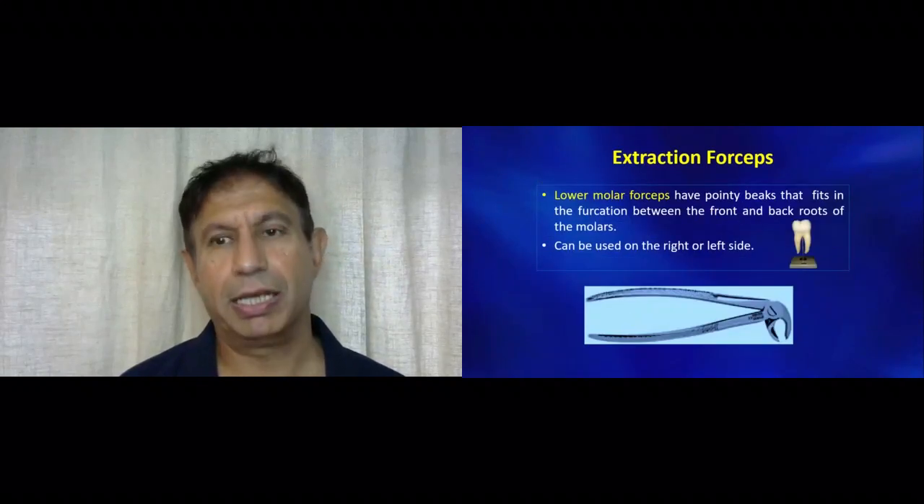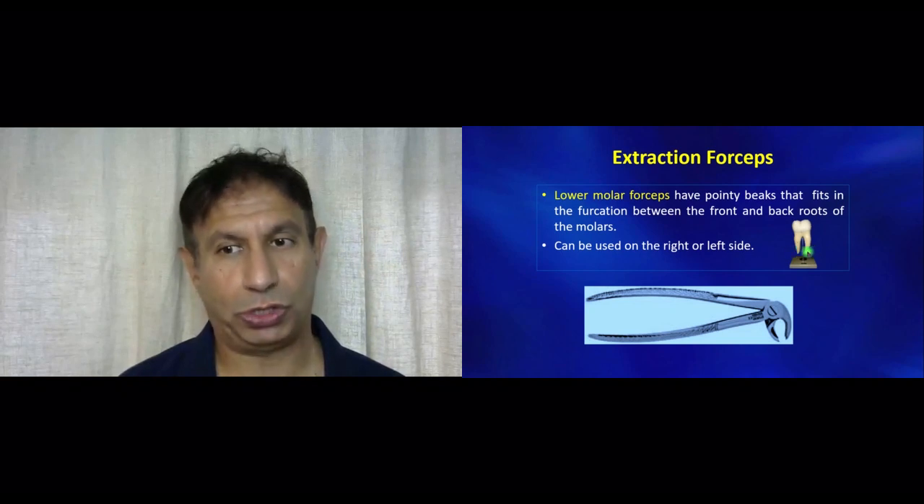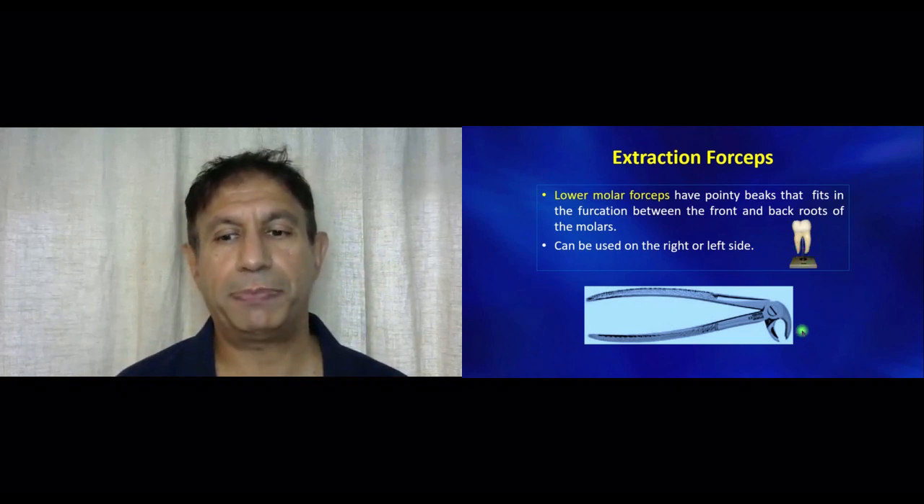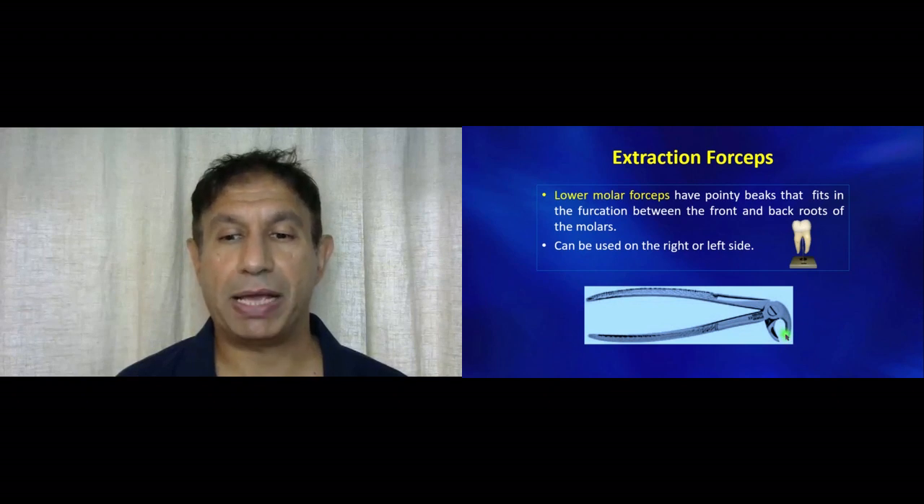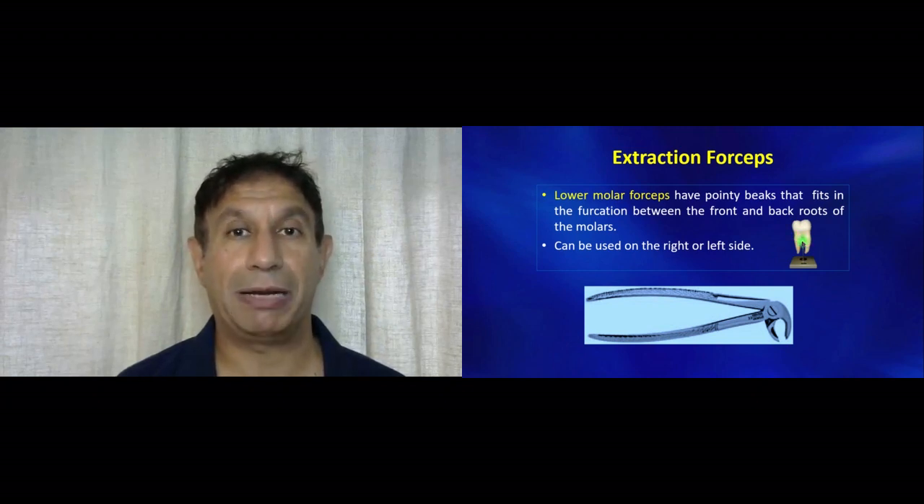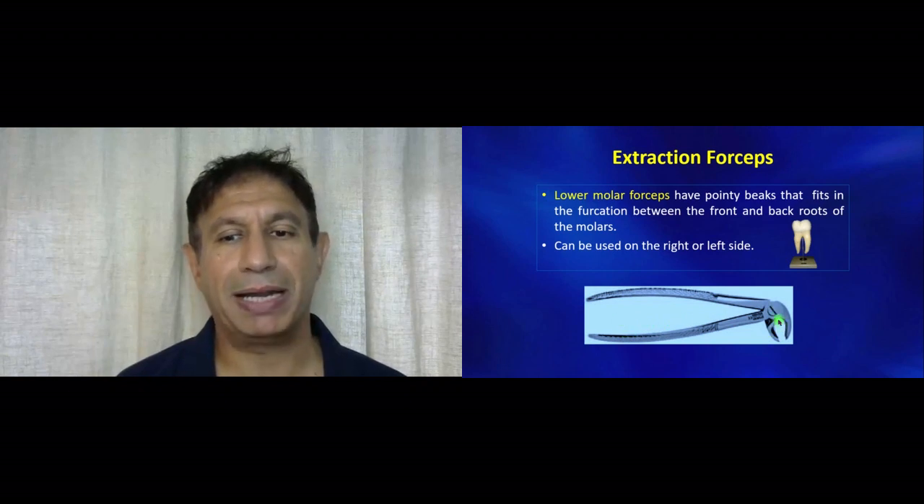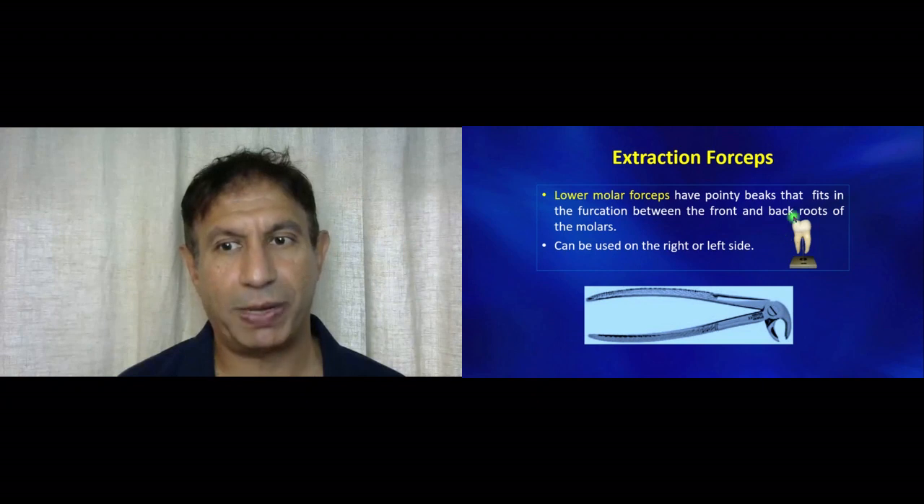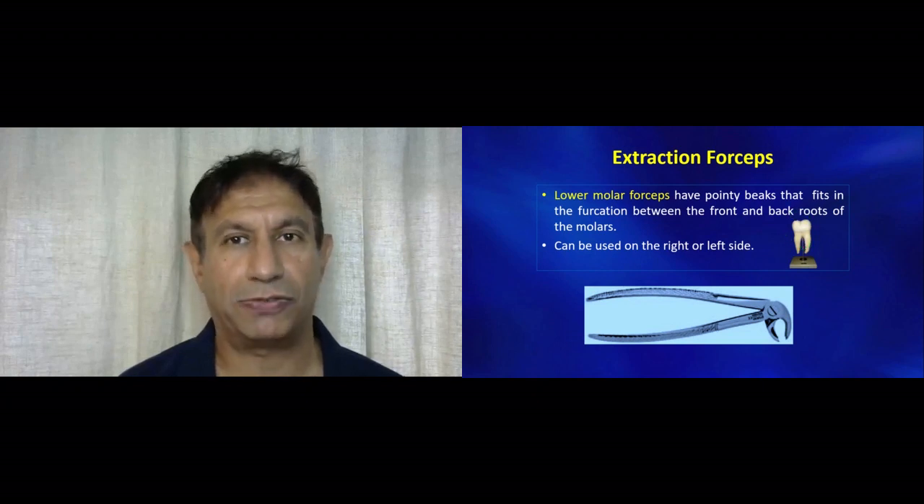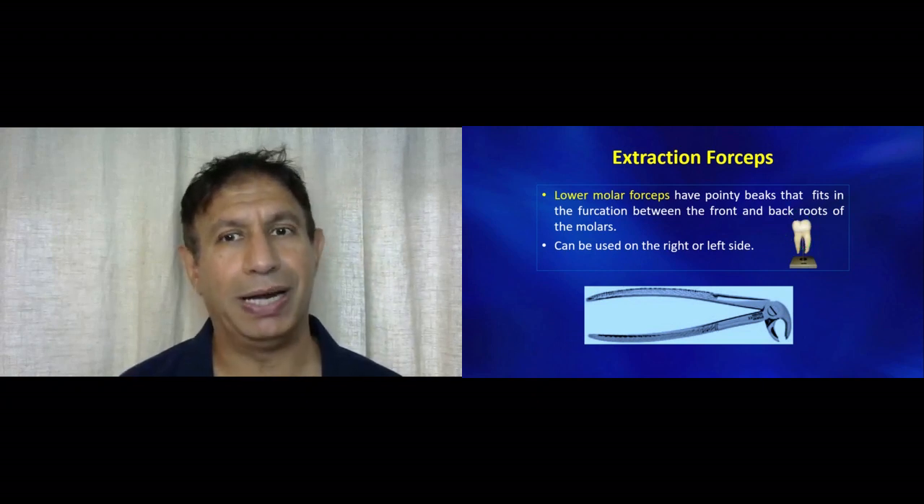Lower posteriors. Lower posteriors have got two roots. So lower posterior forceps have got a parrot beak on both the beaks, on one side as well as the other side, because that will allow the tip of this parrot beak to go between the two roots. And again, the beaks have to be parallel to the long axis of the tooth, and that is why these forceps have been given this very sharp angle so that you can put them in such a way that the beaks are parallel to the long axis of the tooth without damaging the lower lip.